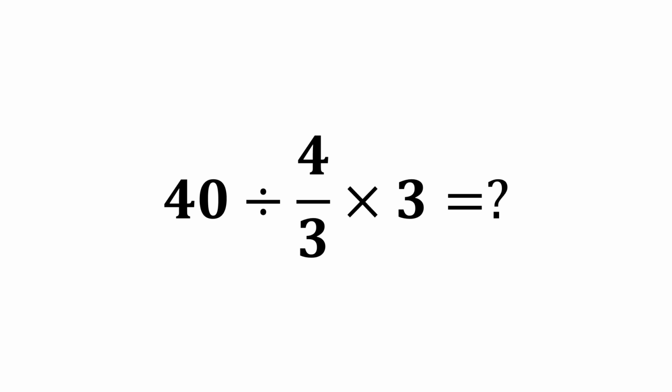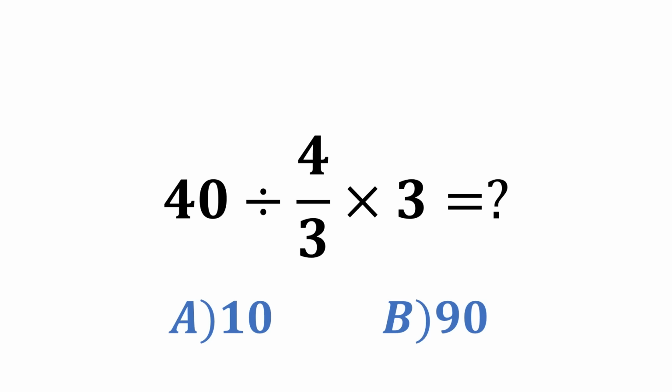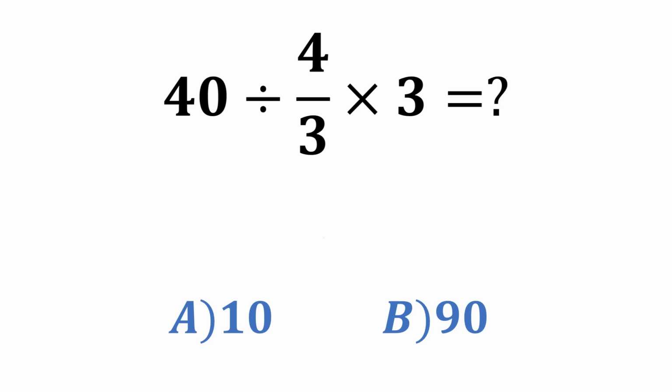All right. Question number 4. 40 divided by 4 over 3 times 3. Which one is correct? 10 or 90? You have only 5 seconds to get the answer. Ready?